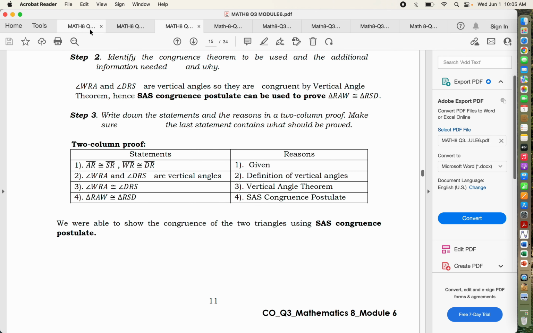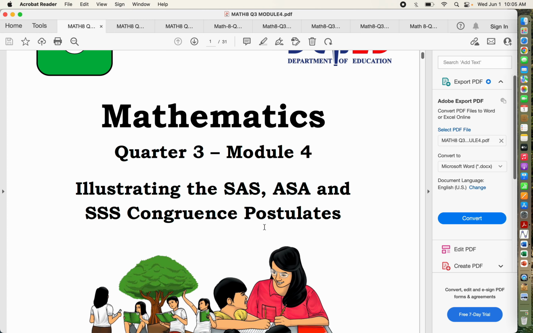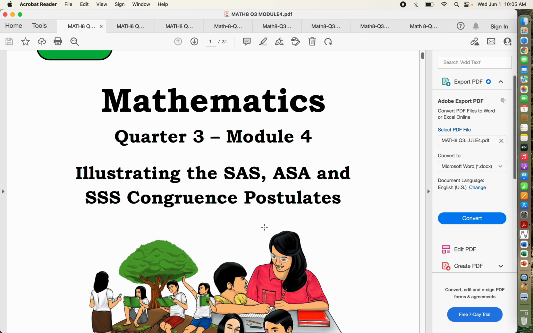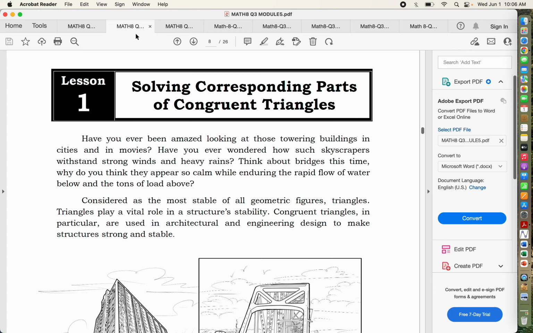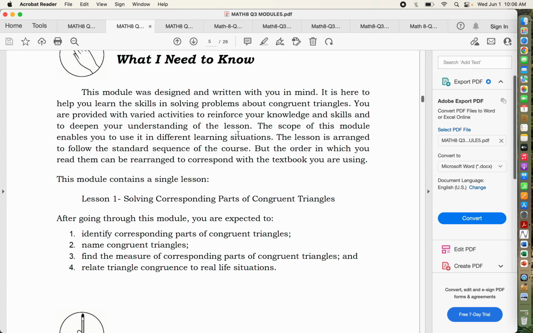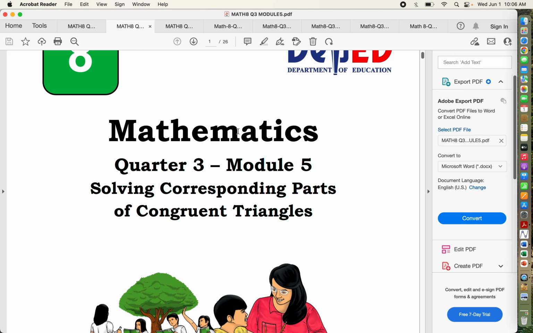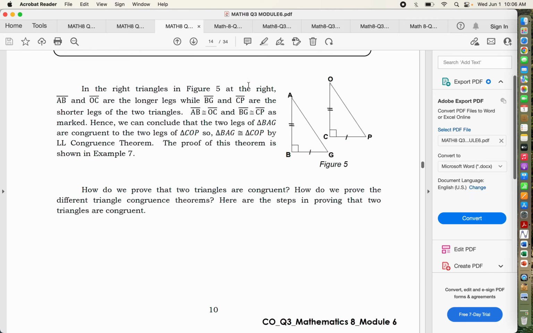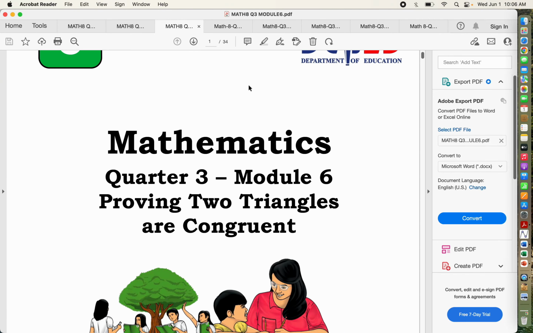Po, sir. Okay. So, yung module natin for this week and then for next week, we have module 4, illustrating the SAS, ASA, and SSS congruence postulates. And then module 5, we have solving corresponding parts of congruent triangles. And our module 6, we have proving two triangles are congruent. Maybe we cannot discuss everything here, pero tignan natin yung mga important lang na mga concepts na kailangan natin sa pagsagot ng questions sa worksheet niyo.